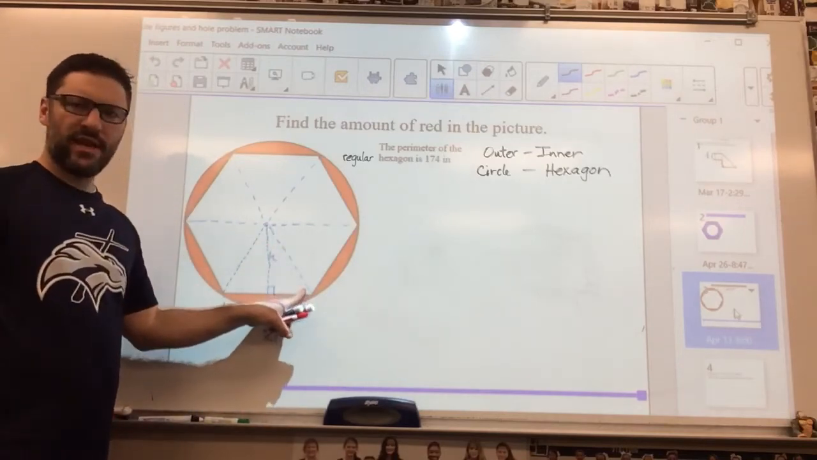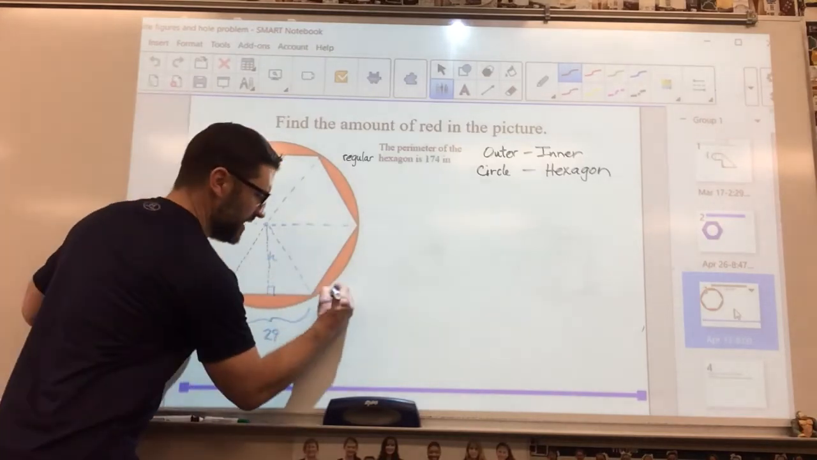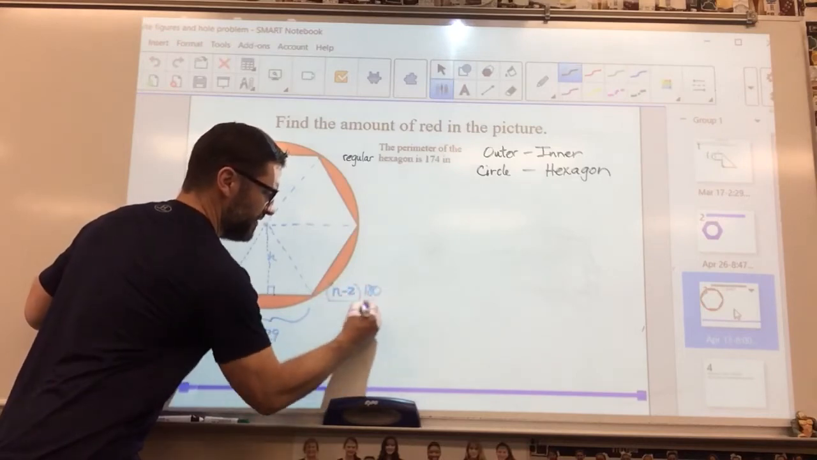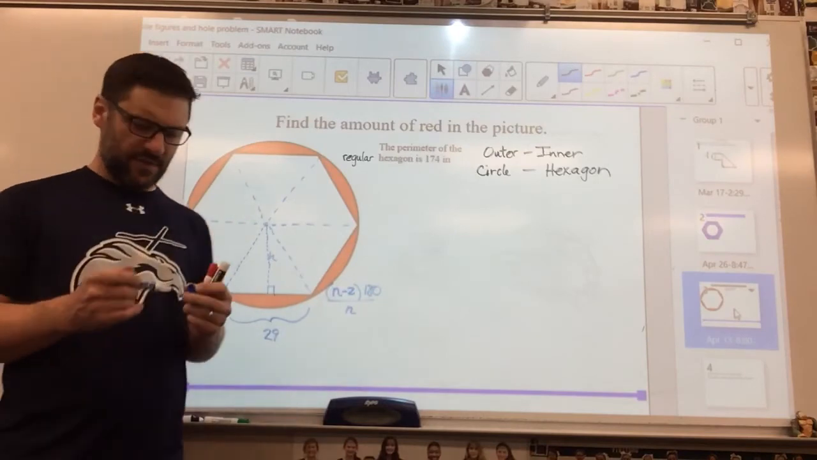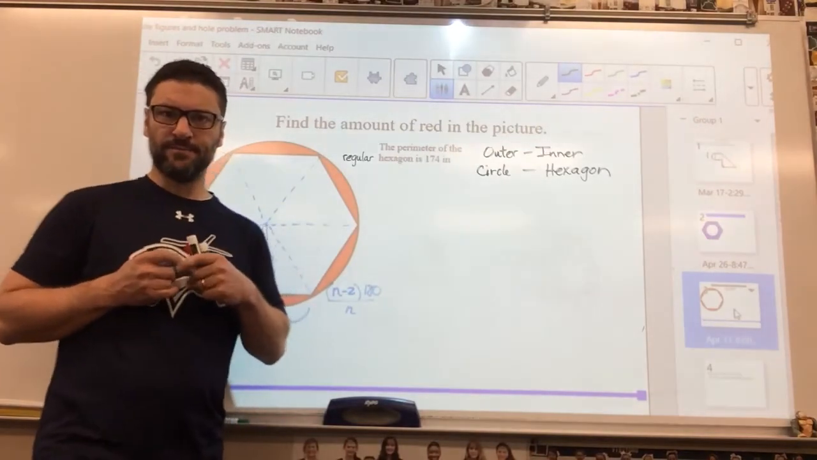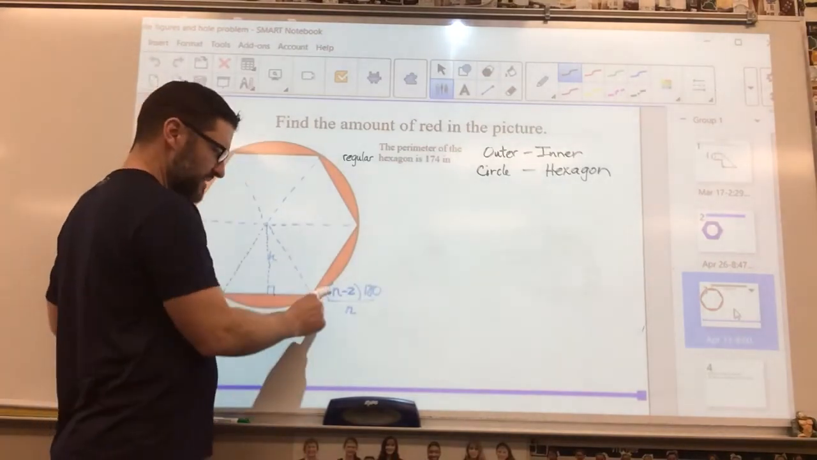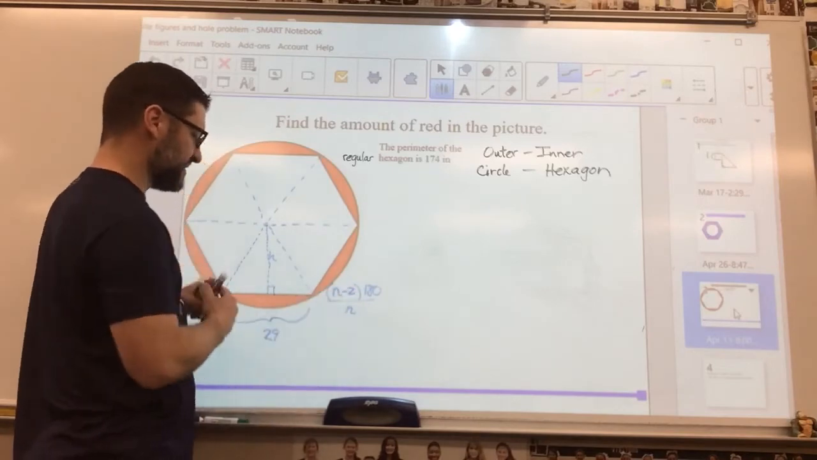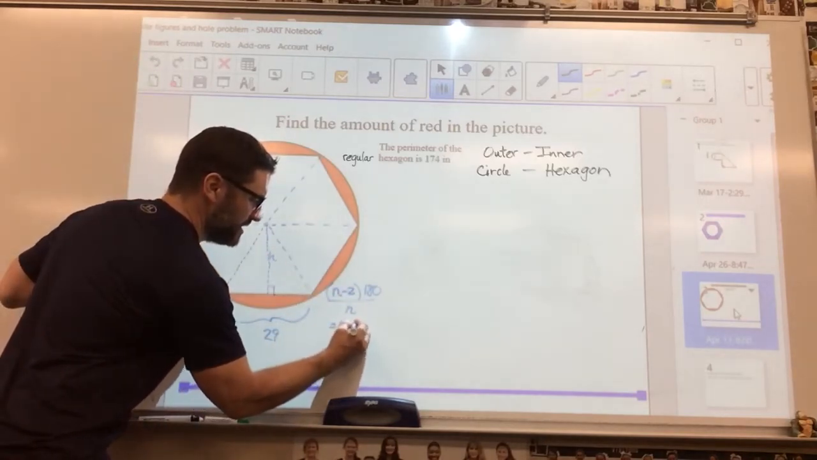I've got the base 29, and I've got to find that angle right there. That angle has a formula: we take n minus 2 times 180 and divide it by n, where n is your number of sides. I want you to pause the video and find that angle. Okay, so I plug in a 6: 6 minus 2 times 180 divided by 6. You should have gotten 120 degrees right there.